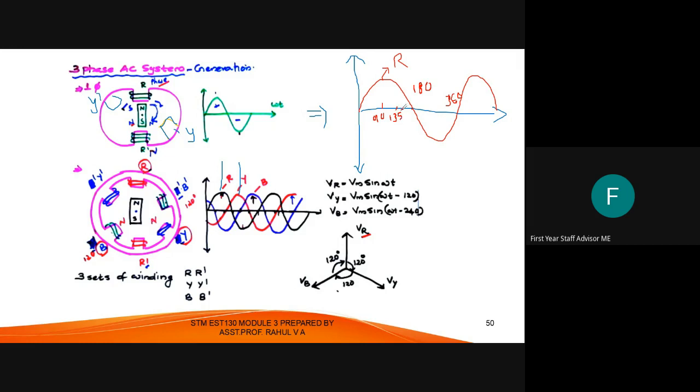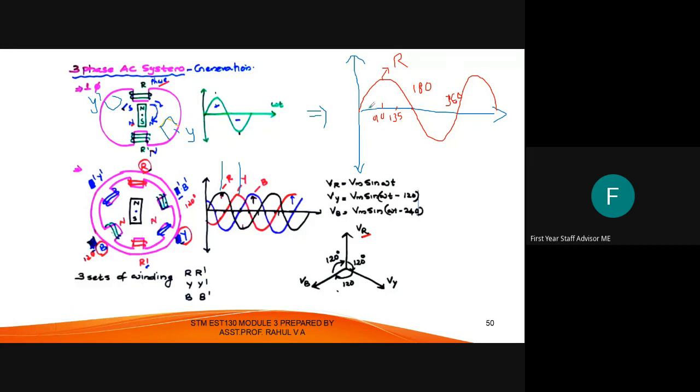Since it is rotating, first it will reach the R winding, then after 120 degrees it will reach the Y winding. So I can say that the voltage at the Y winding is lagging behind the R winding by an angle. For a half cycle, what I can do is divide this half cycle into 3.